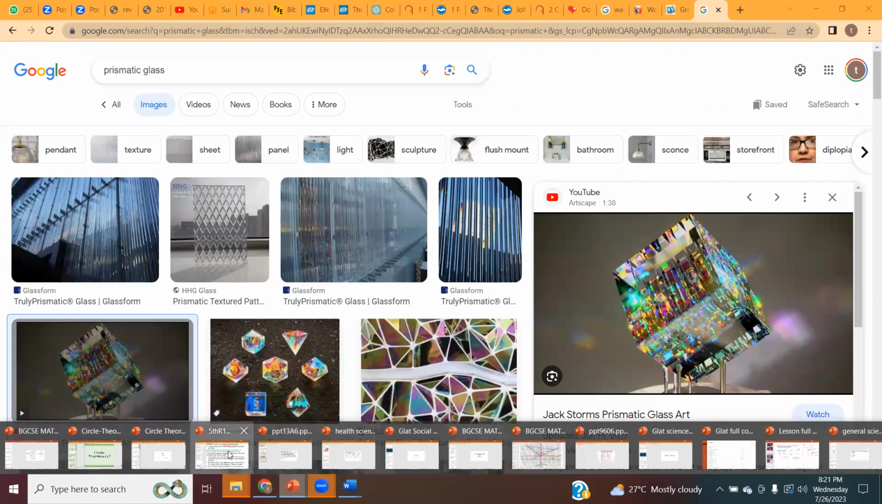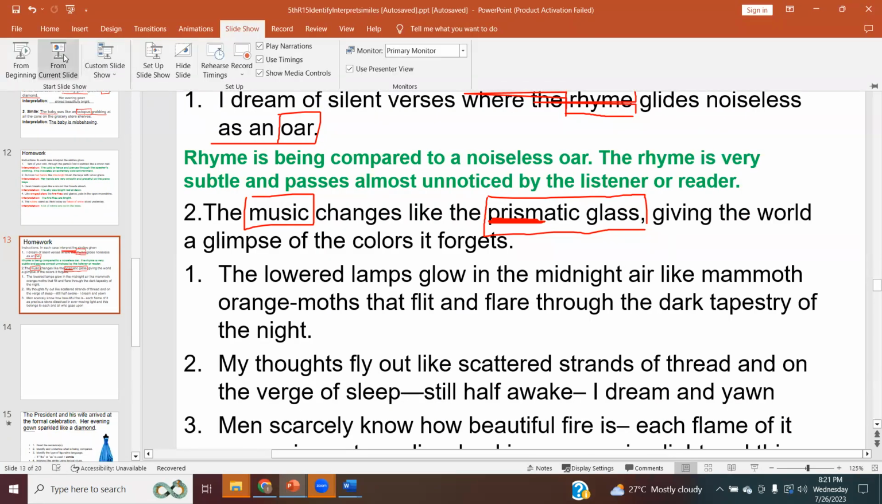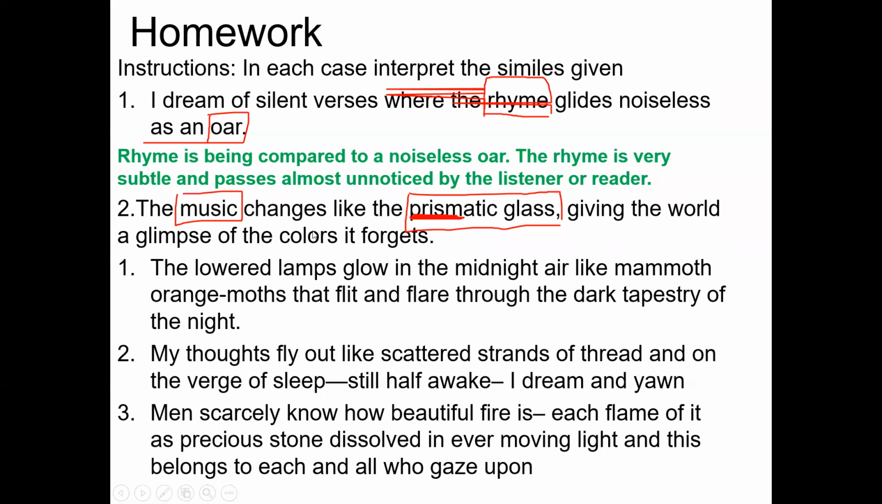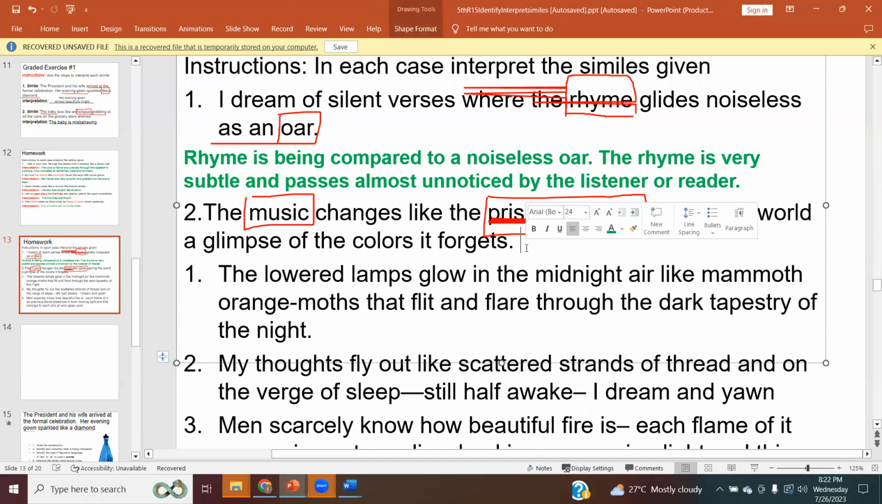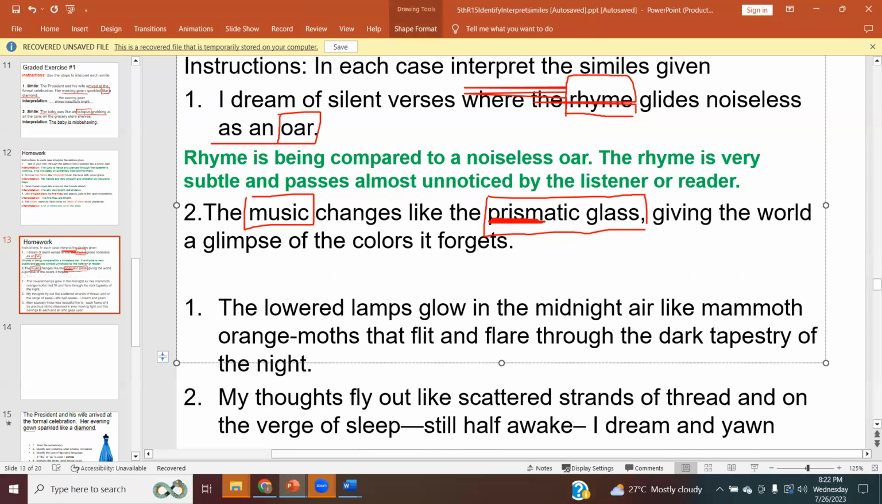So in this simile, two things are being compared. Again, what two things are being compared in the simile? Music and prismatic glass. Very good. So it's saying the music changes like the prismatic glass, giving the world a glimpse of the colors it forgets. So what is it trying to say? What's the interpretation? The interpretation has something to do with music, because I talk about music.